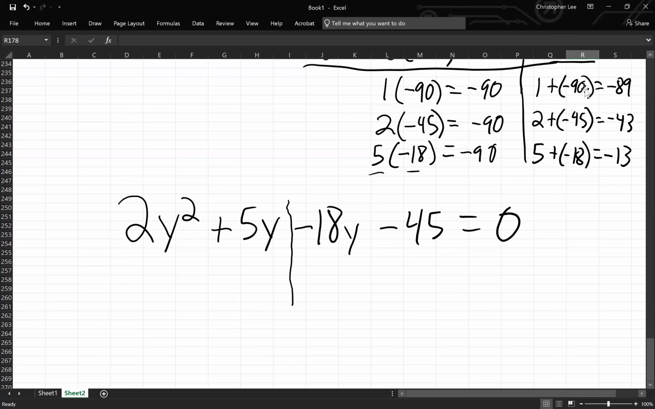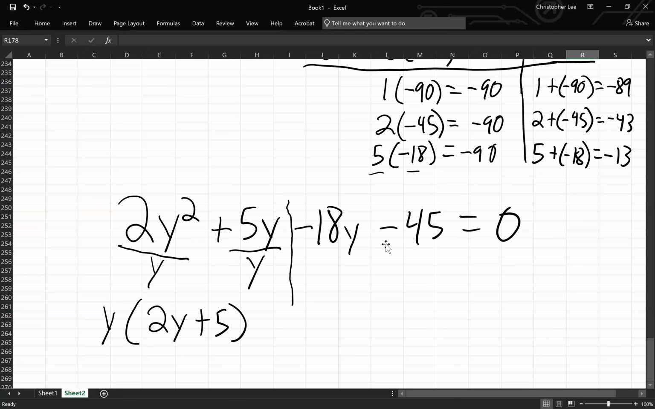Because we have 1, 2, 3, 4 terms, we're going to factor by grouping. Group the first two terms together. This is 2y squared plus 5y. What do they have in common? What is it? y. So I'm going to factor out a y. Remember, when you factor out a y, it's like you're dividing by y. What's left over? 2y plus 5. Perfect. Now I'm on the right-hand side. I have negative 18y minus 45. What's the greatest common factor there?